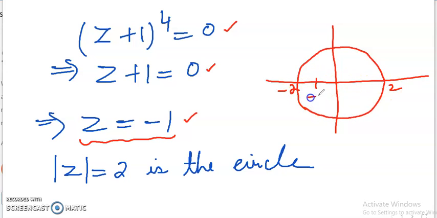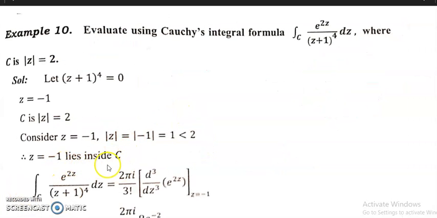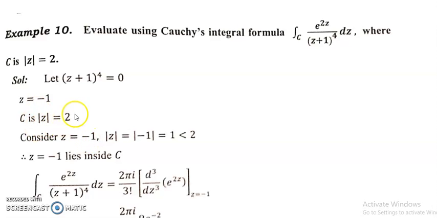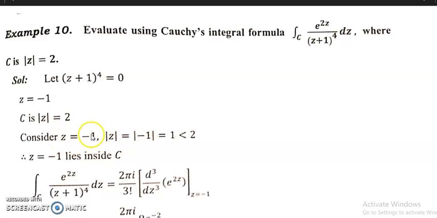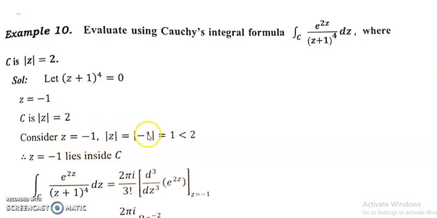And what about this particular point, minus 1? Minus 1 comes here. This is 0, and this is the circle mod z equal to 2. Since minus 1 lies inside, we can follow the Cauchy formula for derivative. So we say minus 1 lies inside C, or we can follow the other method without drawing the curve. z is equal to minus 1. Take the given circle mod z equal to 2 and substitute minus 1 for z. Modulus of minus 1, we take the absolute value, is 1. 1 is less than the radius.